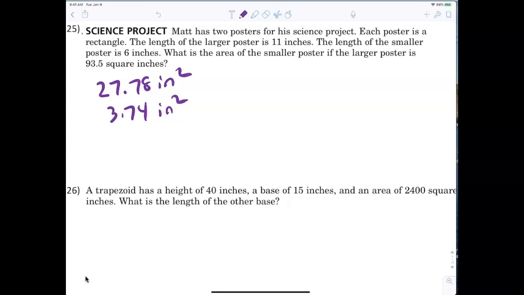Now, what is the area of the poster that's given? Is that the big or the small? It's the large one. All right? And we know that because we read the question. So how do I get to the small? Divide. Divide it by that answer on your calculator.